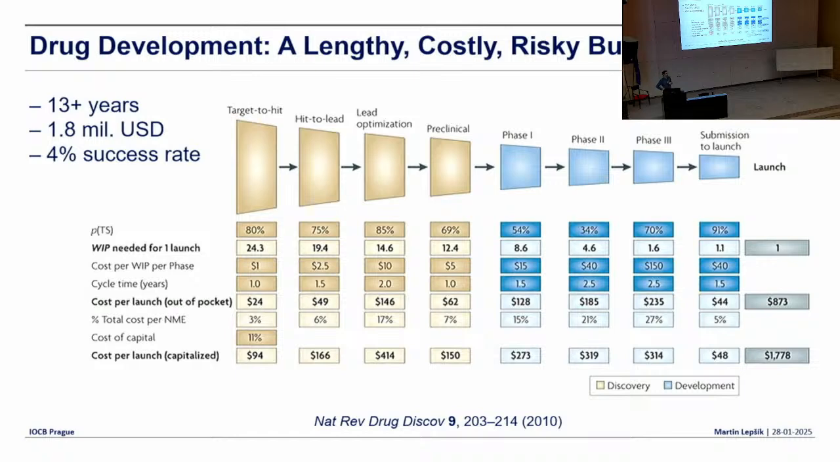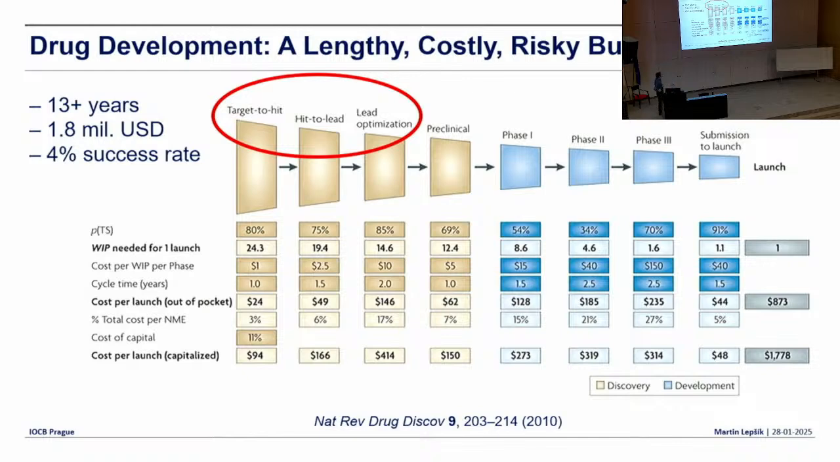And also it's a risky business. So when you multiply all these probabilities of success in the individual stages, you come down to a 4% success rate, and this relates to 10,000 compounds that you may need to synthesize to really come up with one drug, or 0 if you are unlucky. So in such case, it's good to stop the project.